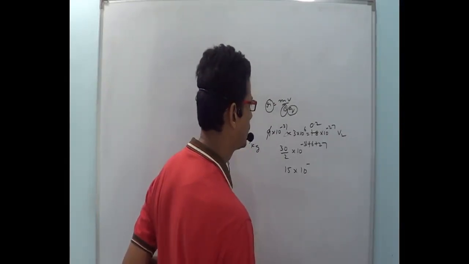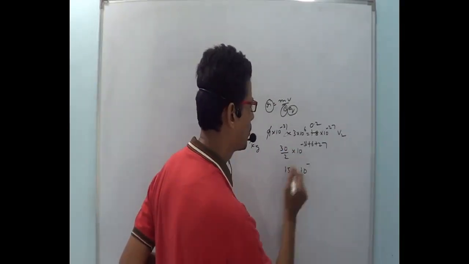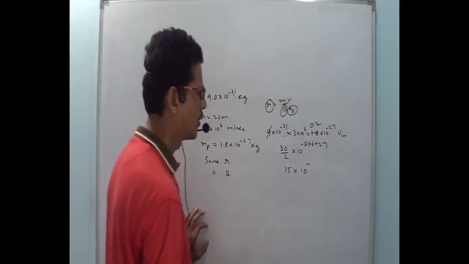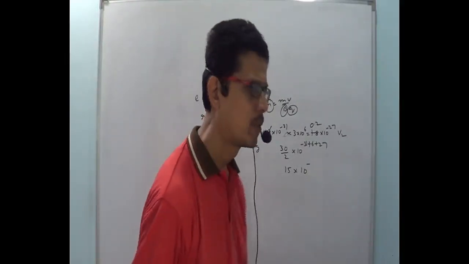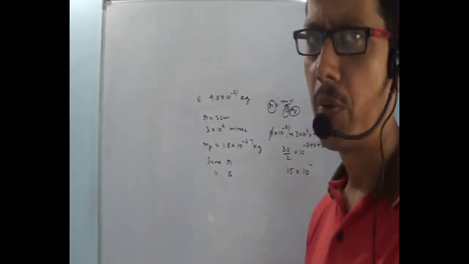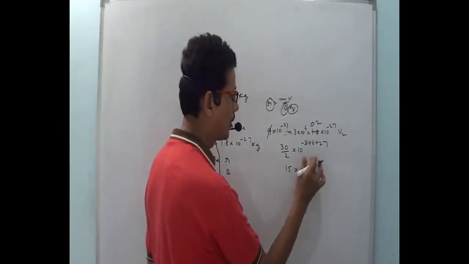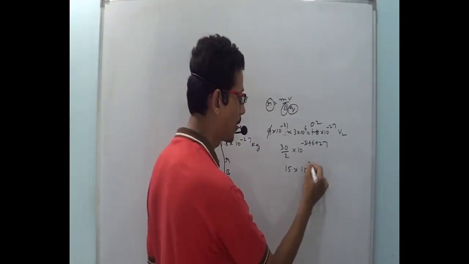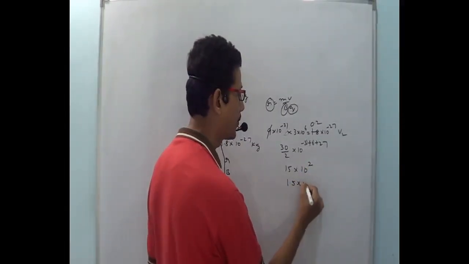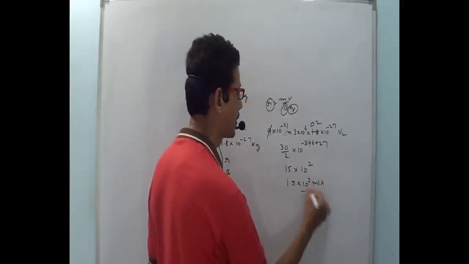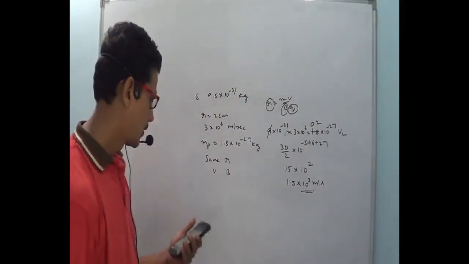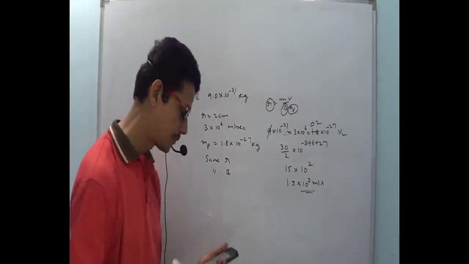We have to find v2, the speed. So this will be 15 into 10 square, and that is 1.5 into 10 power 3 meters per second. That is the answer. Okay, this is question number 12.